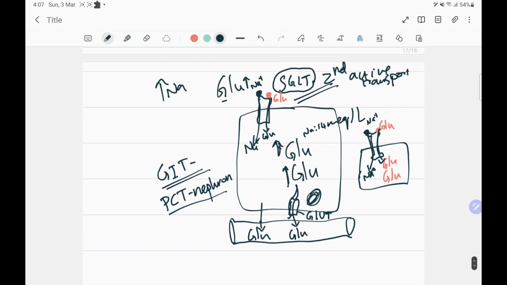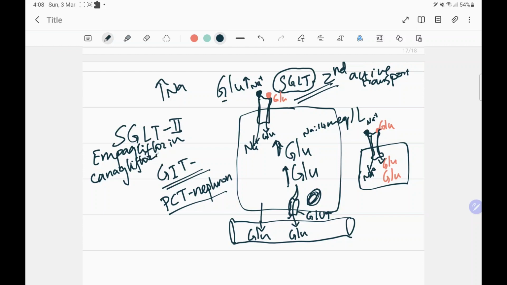And you should know about this because there are certain drugs that block the SGLT transporters, to be precise, SGLT type 2, like empagliflozin, canagliflozin, dapagliflozin. You can just add the suffix at the end over there, -gliflozin.